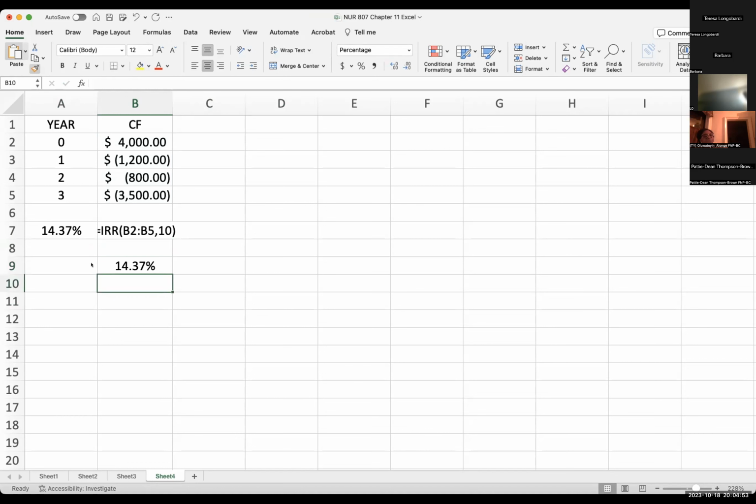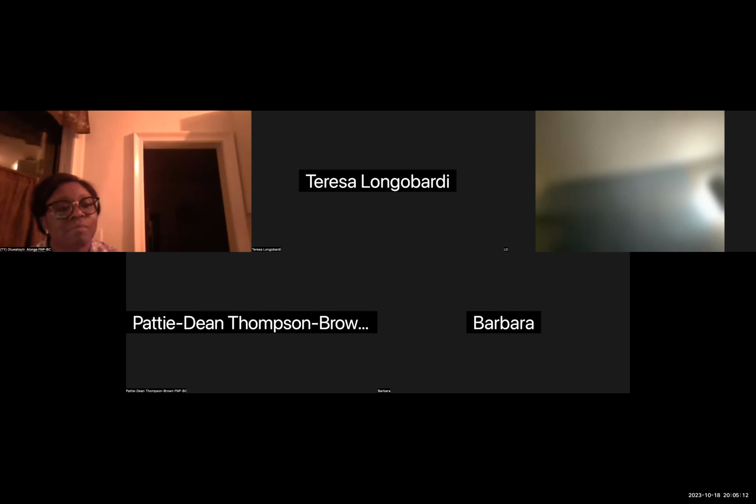It'll come out. All right, so it's 14. Now what do we do with the 14.37? How do we interpret that? So let's look back at the graph. Let's look at what that looks like. Sorry, let me share my iPad.